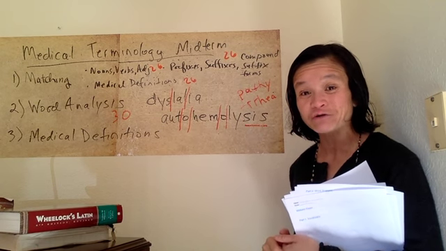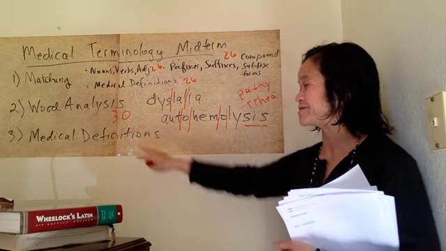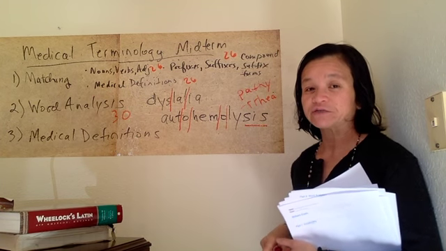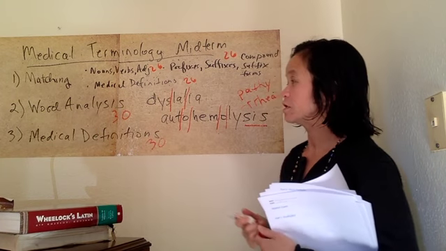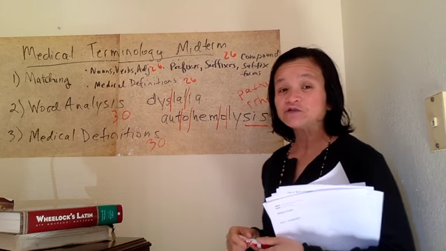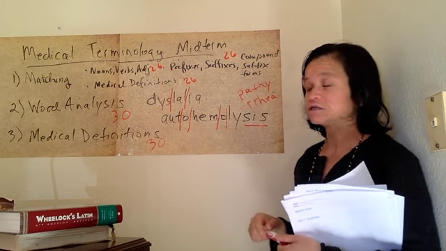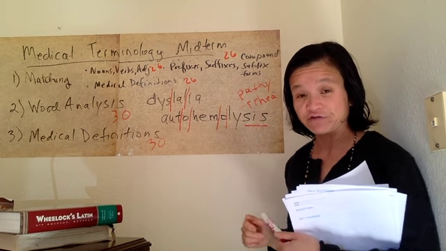You don't need to define the forms, just break them into parts. Defining the forms is in section number 3. Section number 3 also will count for 30 points. And you will be asked in section number 3 to take 15 of the words from the word analysis section and write your own definitions of them.